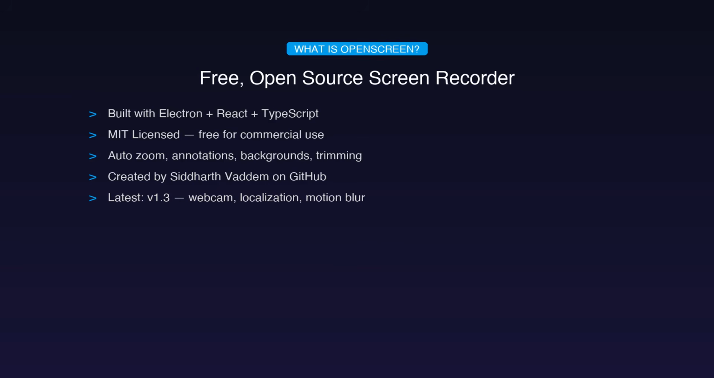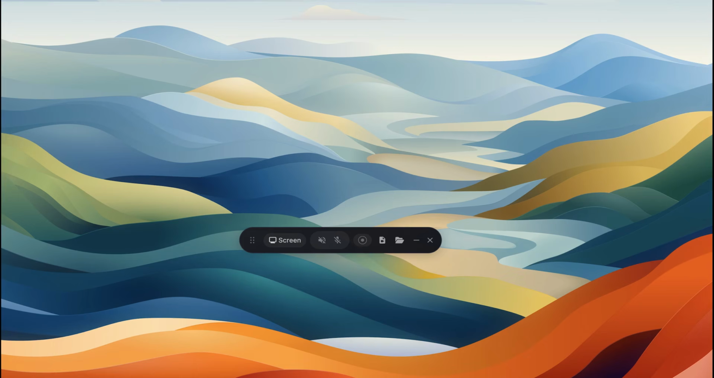So, what exactly is OpenScreen? It's a free desktop application built with Electron, React, and TypeScript that lets you record your screen, add professional-looking zoom effects, annotate with text and arrows, and export polished demo videos. The creator, Siddharth Vadam, built this as a simpler alternative to Screen Studio. He's been upfront about it. This is not a one-to-one clone. It's a focused take on the features most people actually use, without the monthly price tag.